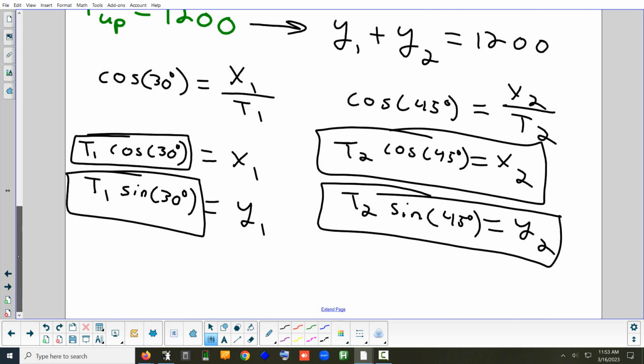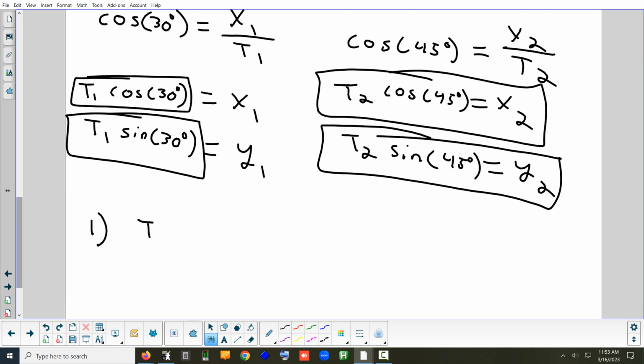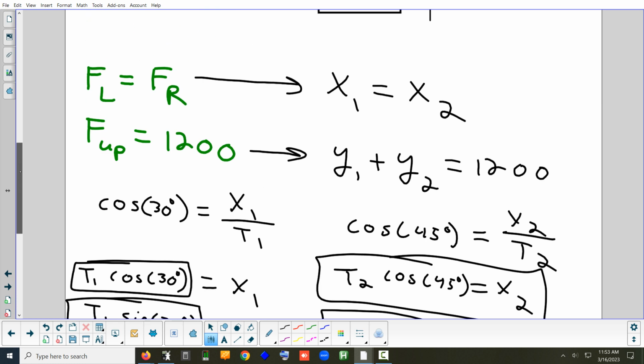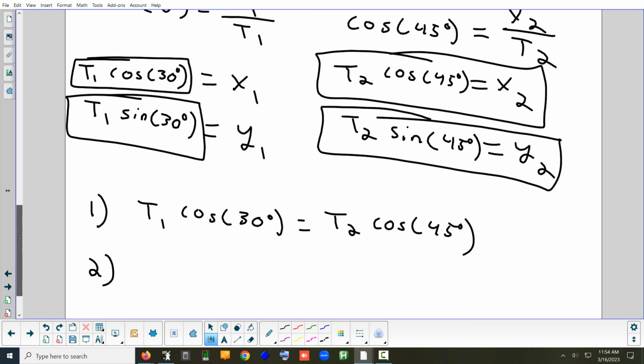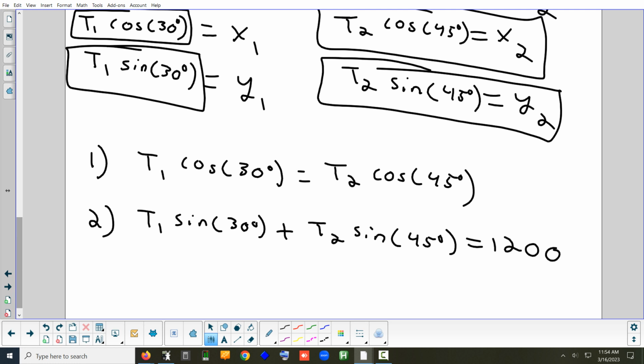So let's do x1 equals x2. So our first equation is T1 cosine 30 equals T2 cosine 45. And the second equation, y1 plus y2 equals 1200. So y1 plus, what's y2? T2 sine 45. And what does that equal? 1200. There's your system of equations.